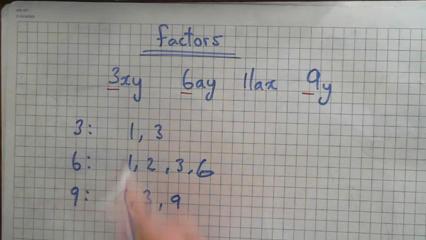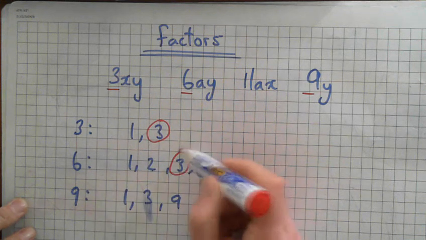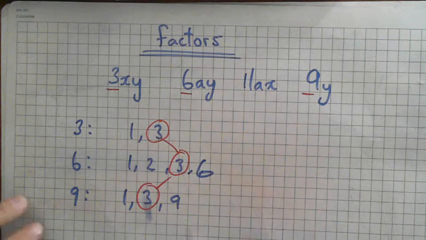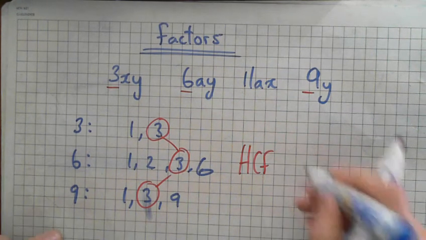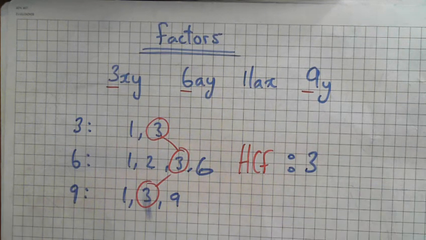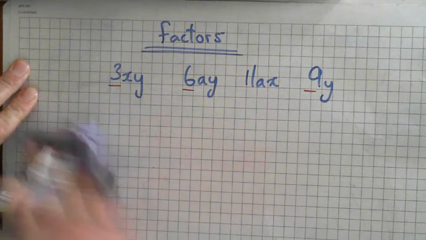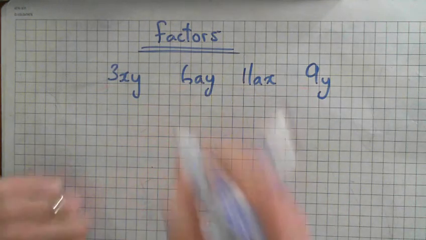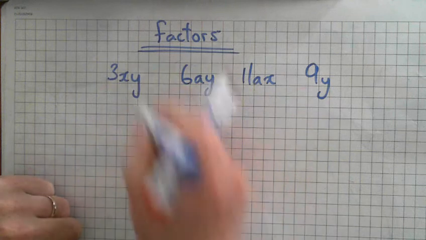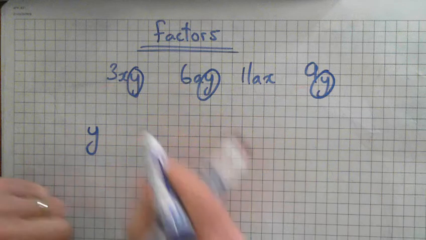Alright, so what's the highest number that will divide into all of them? The highest number, the common factor. That's the highest common factor, HCF, is 3. Is there another way of doing it? Is there another common factor? Instead of looking at the numbers, is there something else that will divide into all 3 of them? You could have y there, for example. Yeah, y will divide into all 3 of those.